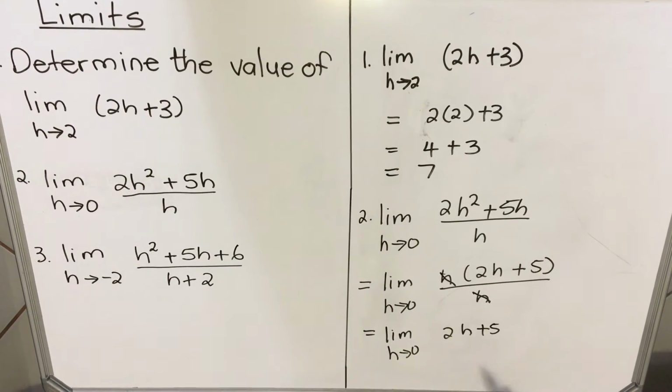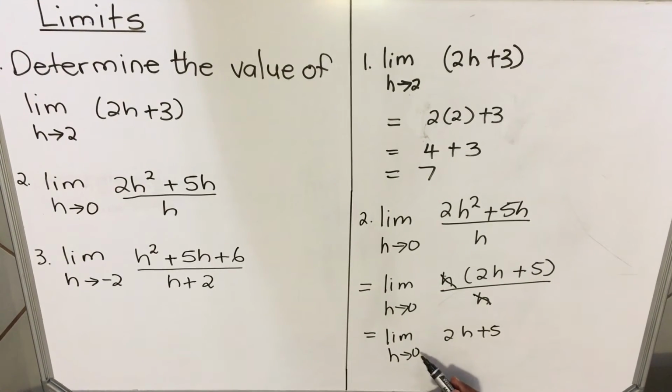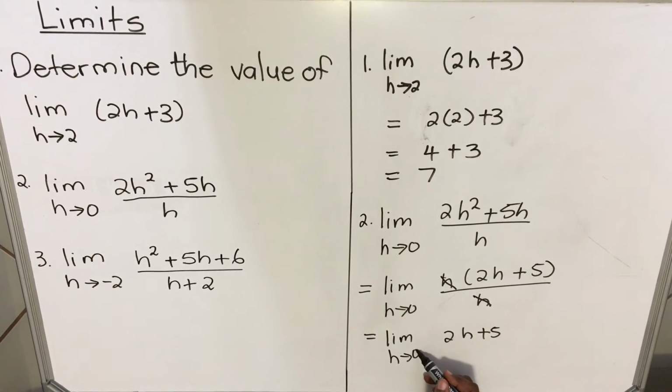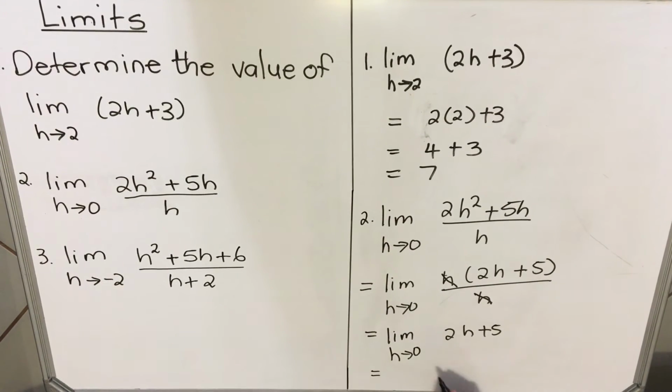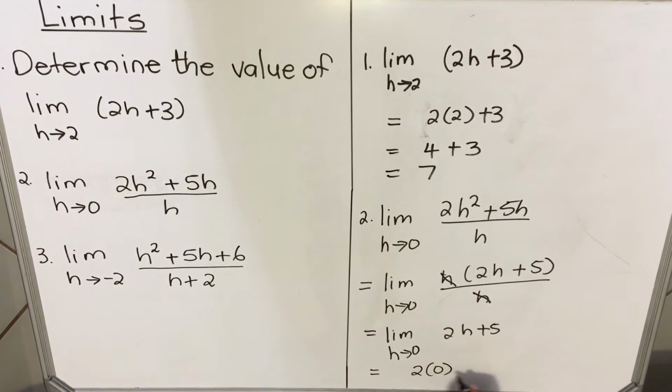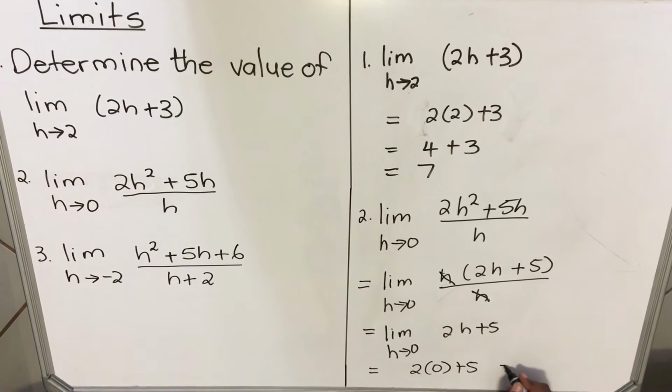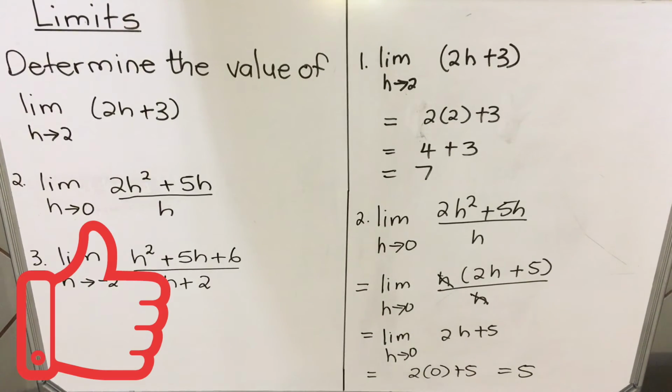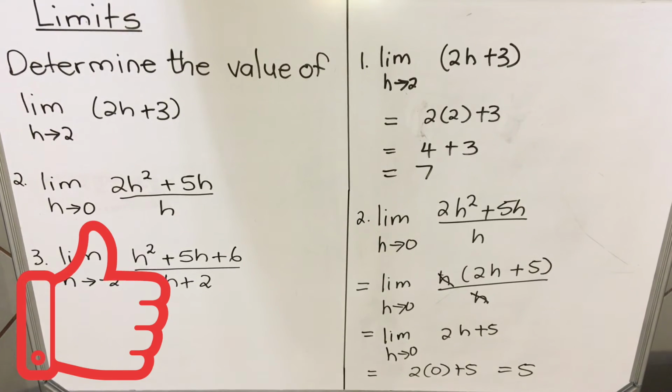Now I'm going to substitute 0 in the function. When I substitute 0, I don't write the limit anymore. So I'm going to have 2 times 0 plus 5, which is equals to 5. This is how you determine the limit. Let's look at the third example.